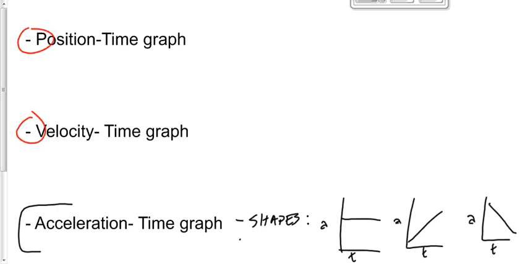Now, position time graphs, we've got to know the shapes of them. But we've also got to be able to do calculations with them. And I'll tell you right now, there is a question. It's question number 2 on the written portion of your final exam. That is a graph. Question number 2 on your final exam is a graph.